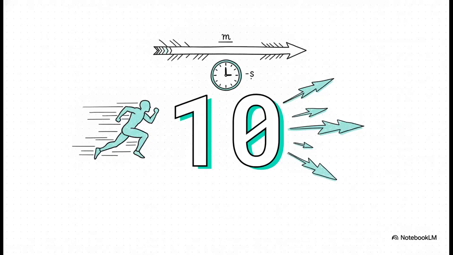And here is the final big reveal. Option D, a blazing 10 meters per second. That means every single second that ticked by, that sprinter covered 10 whole meters of ground.